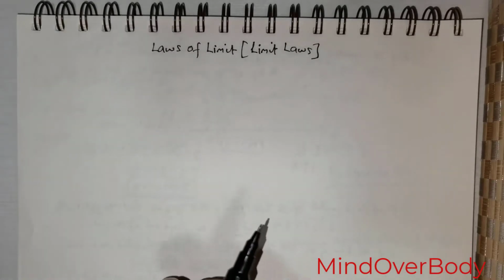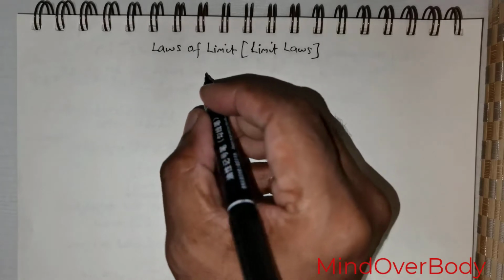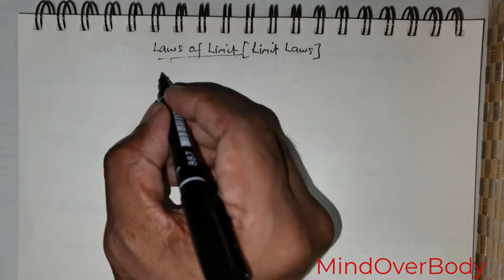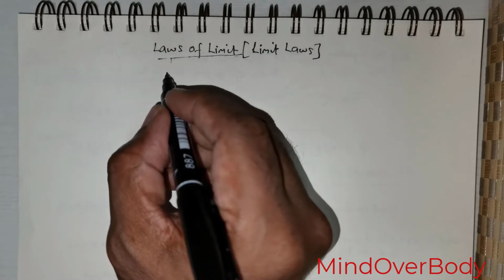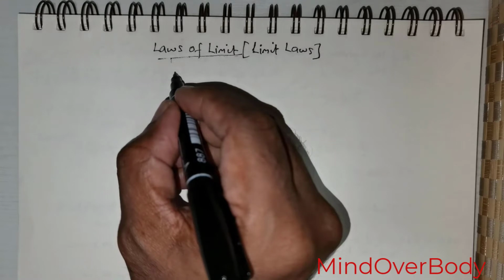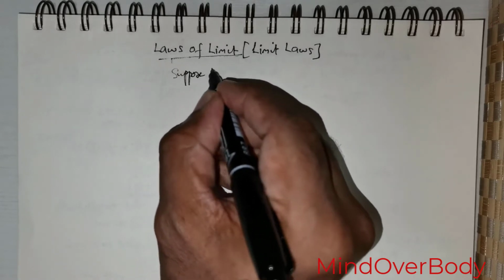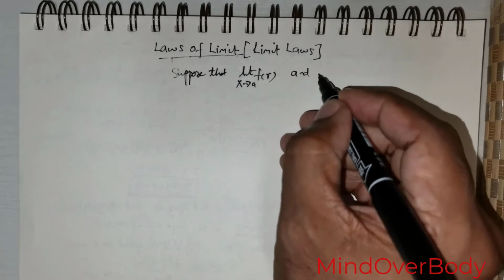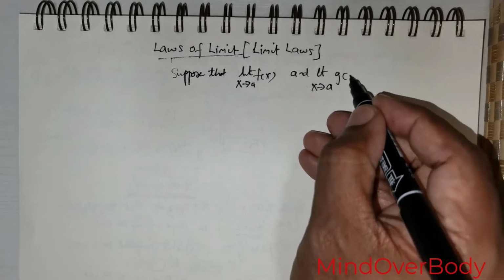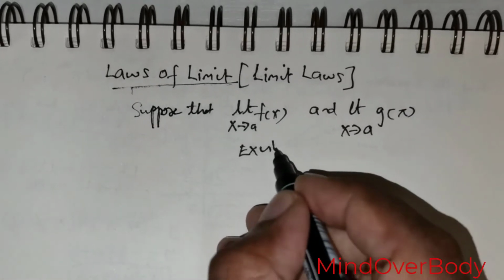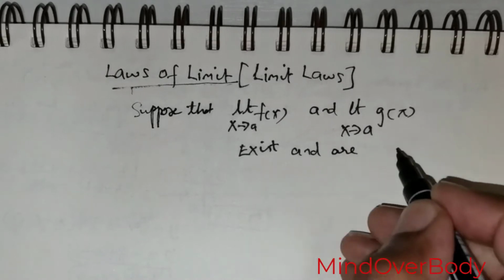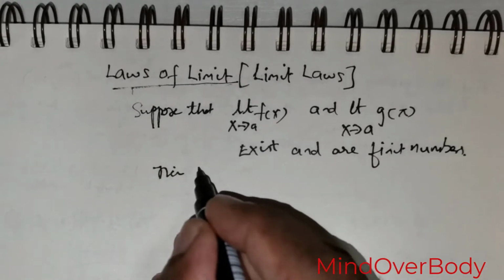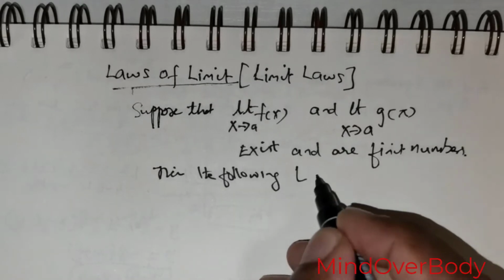Students, now that we have understood the definition of limits, there are a few laws which are required whenever we are handling questions related to limits. So the laws are as follows. So, foremost, we need to start off like this. Suppose that limit x tending to a of f of x and limit x tending to a of g of x exist and are finite numbers. Then the following laws hold good.